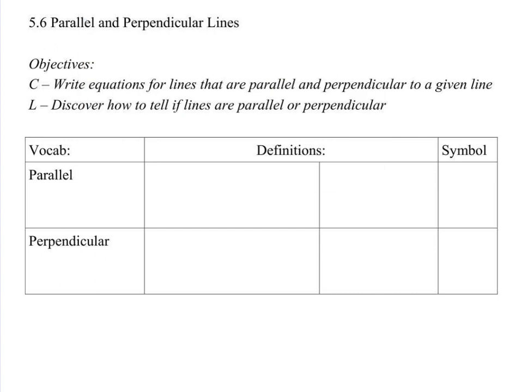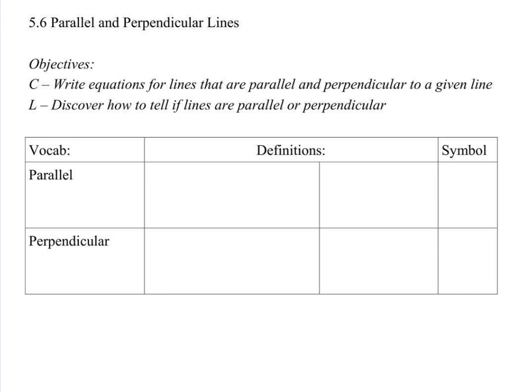Section 6 is parallel and perpendicular lines. Everything we've done so far in this chapter has led up to being able to work with parallel and perpendicular lines. So we need to remember what parallel and perpendicular means, and then we'll see how it relates to linear equations.